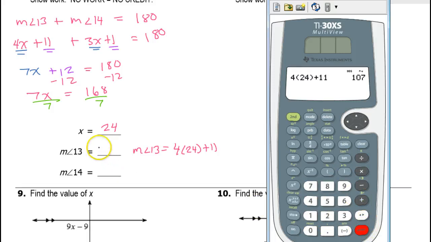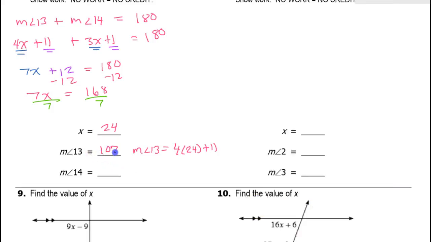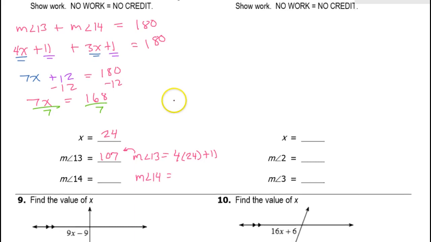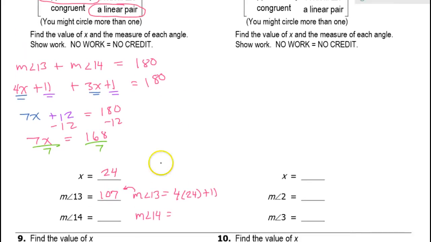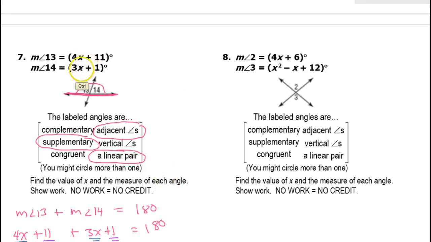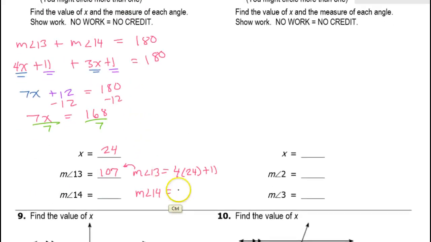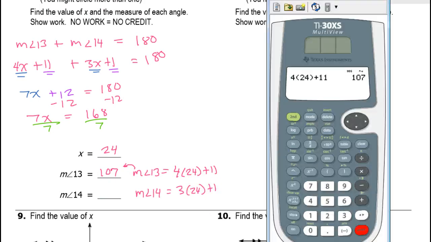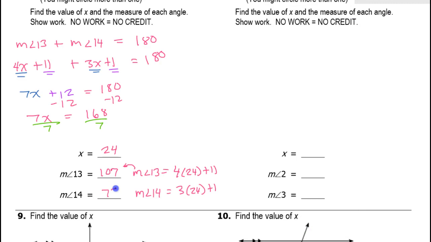So that's 107. All right, similarly, the measure of angle 14, we are given an expression for that as well. Okay, now, so I could use this expression. I could do 3x plus 1. All right, so that would be 3 times 24 plus 1. Okay, so that gives me 73.